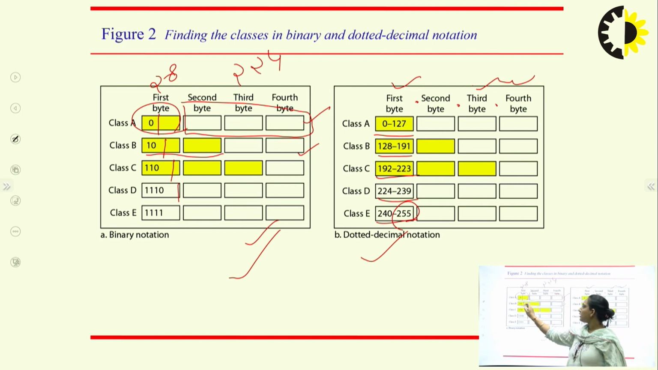In this, 2 raised to power 16 is the number of blocks we will have, and the block size is 2 raised to power 16 here, 2 raised to power 24 here, and 2 raised to power 28 here also. So we are having this in the B and C class.